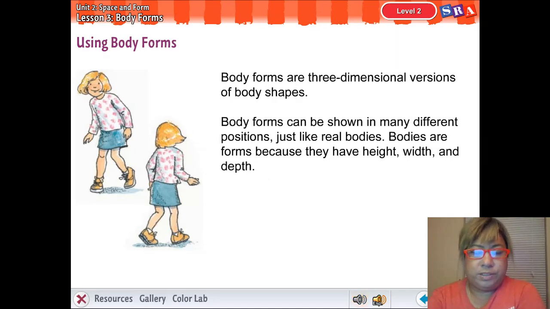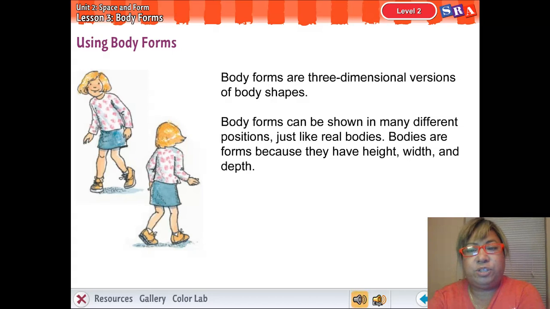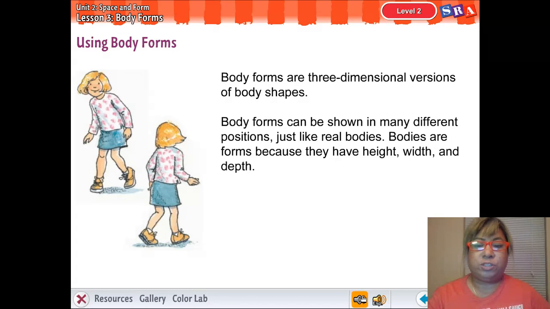Body forms, like freeform shapes. Body forms are 3D versions of body shapes. A body shape is just a drawing of a person, and you can't see their sides or their back, just a front. So a form, you draw it so you can kind of see sideways, and you can see different views. Body forms can be shown in many different positions, just like real bodies. Bodies are forms because they have height, width, and depth, so they look three-dimensional. Okay, just remember that a form is 3D.